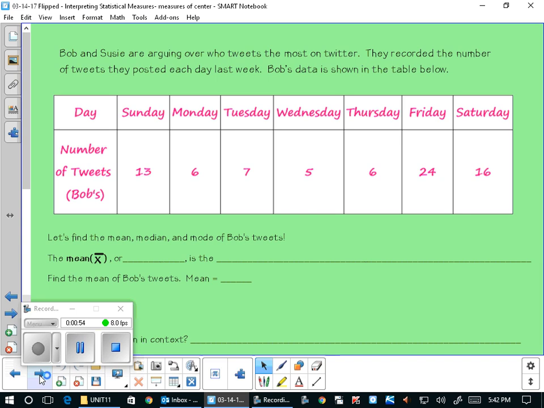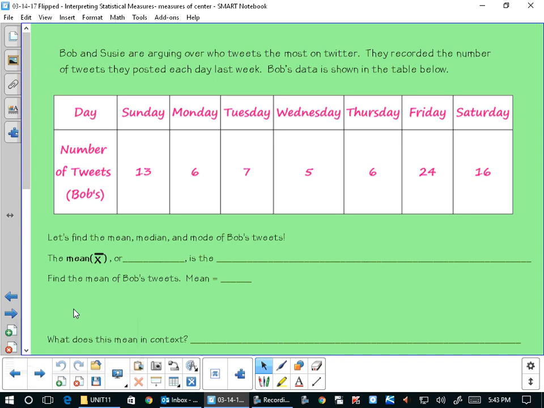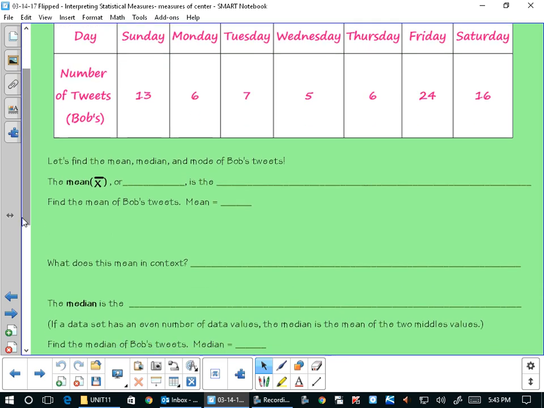Bob and Susie are arguing over who tweets the most on Twitter. They recorded the number of tweets they posted each day last week. Bob's data is shown in the table below. So this is all of Bob's tweets here. On Sunday, he tweeted 13 times, then 6, 7, 5, 6, 24 on Friday, geez, and 16 on Saturday. So we're going to talk through right now how to find the mean, median, and mode of Bob's tweets here.